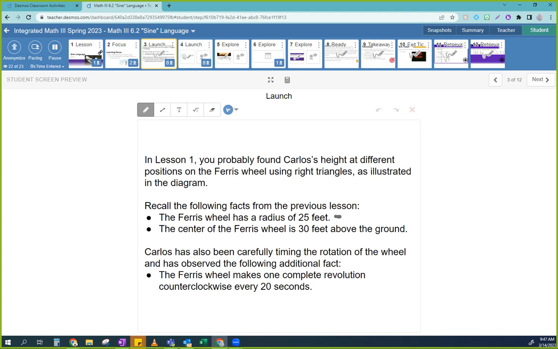Recall the following facts from the previous lesson. Number one, the Ferris wheel has a radius of 25 feet. That's why the 25 showed up in that equation. And the center of the Ferris wheel is 30 feet above the ground. Carlos has also been carefully timing the rotation of the wheel and has observed the following fact. Okay, so this is old information. Here's where they layer new information. The Ferris wheel makes one complete revolution counterclockwise every 20 seconds. So let that sink in for just a second.